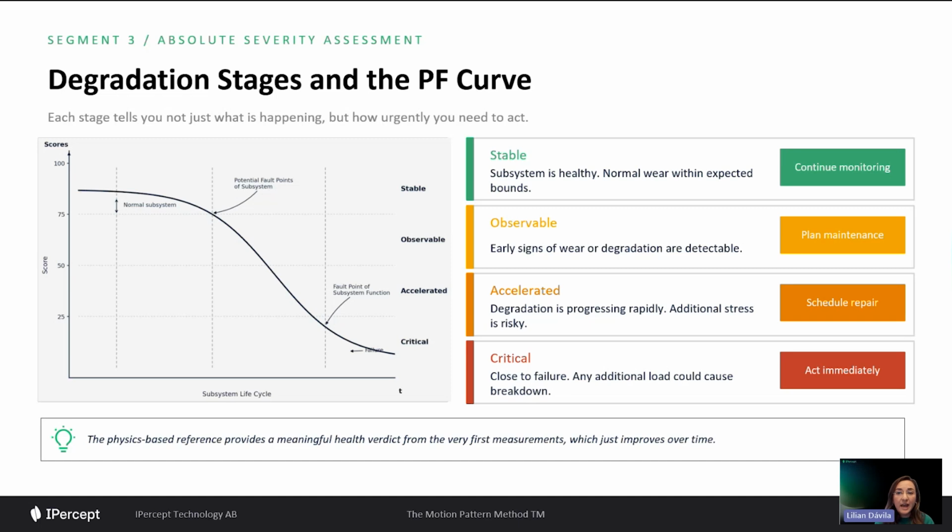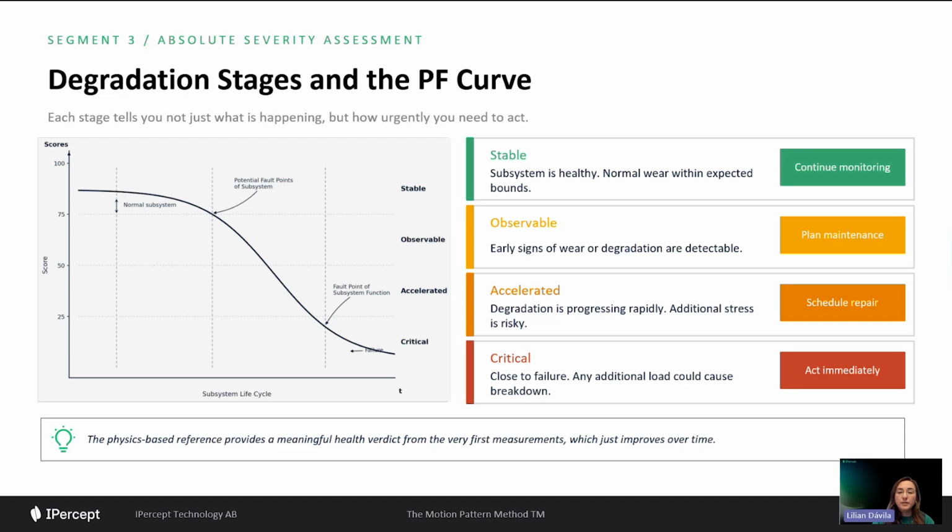So, what does the absolute assessment actually produce? We have 4 stages for each subsystem mapped to the potential to functional curve, which shows a subsystem life cycle and tells you how you need to act. First, we have the stable stage. Here, the subsystem is normal. There's wear within expected bounds, but there's nothing to do except continue monitoring.